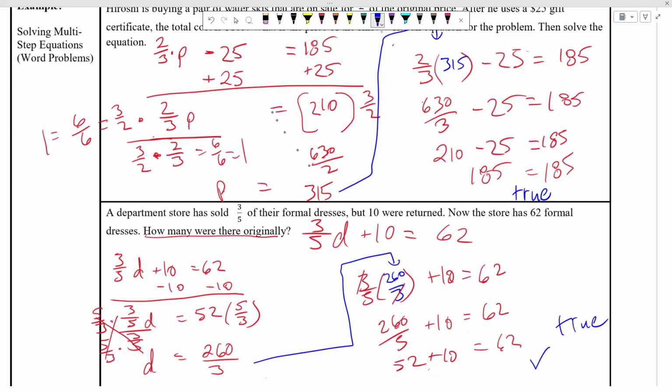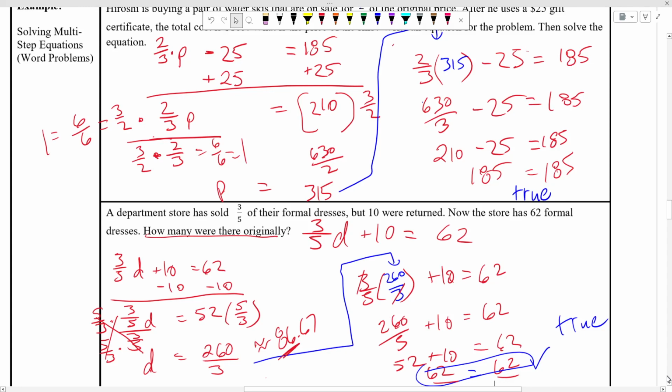We got a statement of truth as a result of our input, our input being d is 260 over 3. Therefore, to answer the question, how many were there originally, when I had the decimal up there, 86.67, that 86 would be the answer putting it into real world context. I left it in fractional form because I wanted my proof to result in exact numbers. Therefore, there we go.